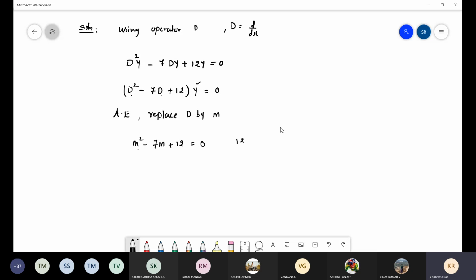Now you check for the factorization method. Is 12 factorable? 3 fours, is it right? Yes, 3 fours are 12, correct, but 3 plus 4 is plus 7, and here it is minus 7. To satisfy both conditions, it should be minus 3 and minus 4. Is it right? Then you can write directly, this implies m equals plus 3 and m equals plus 4.